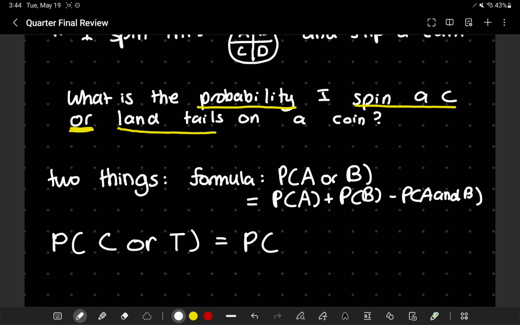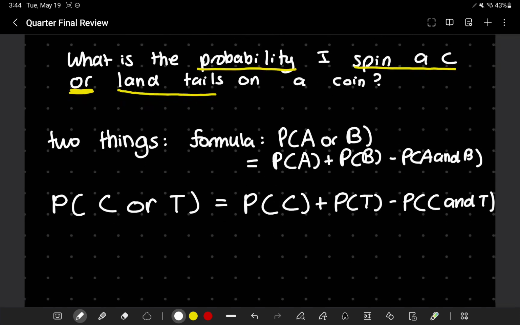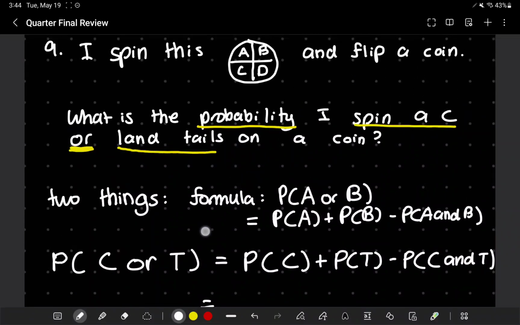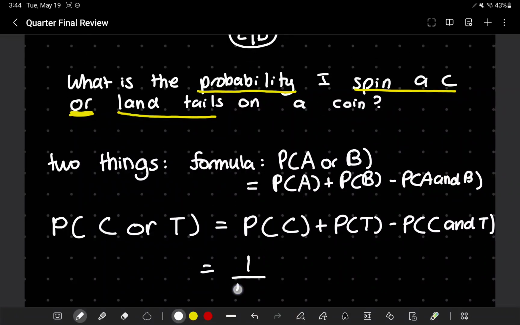I'm going to use the same formula. So probability of C plus the probability of T minus the probability of C and T. So notice I wrote that into the formula. Now all I need to do is figure out the probabilities. Landing C on a spinner. Well, I only see one section that has a C, so I'm going to put 1 out of 4. For landing tails on a coin, that would be 1/2.